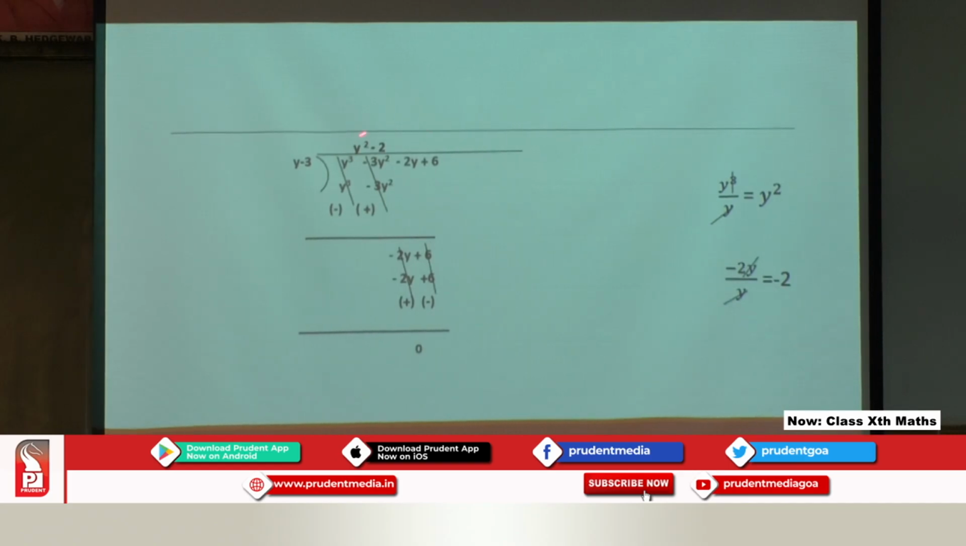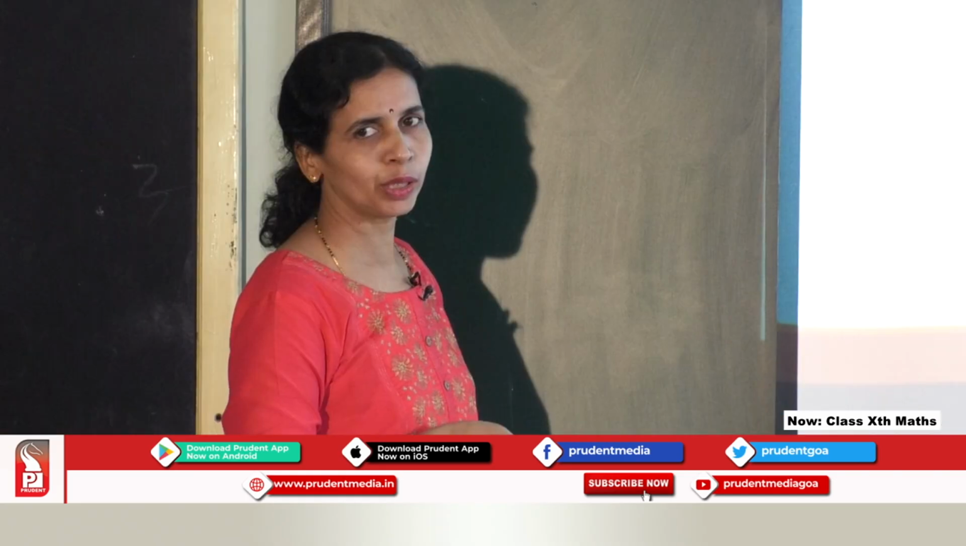So we got the quotient y square minus 2, but in this question we have to find the value of g of y, that is the divisor. Therefore, g of y is equal to y square minus 2. This is the value of g of y.